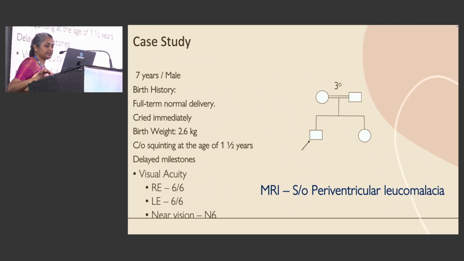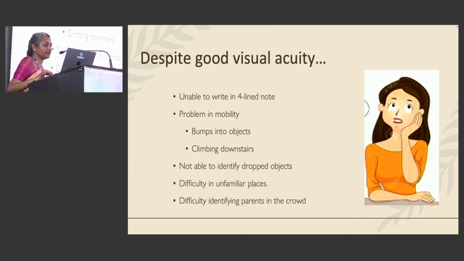So for example, this is a 7-year-old boy born of a full-term normal delivery and with a normal birth weight, and he had a strabismus from age of 1.5, but delay in milestones. And the MRI has periventricular leukomalacia finding, but the visual acuity is completely normal. When you test the vision, they're completely normal, but the parents are having a list of complaints, like unable to write in a 4-line notebook. So sometimes it is very difficult because the lines are also of very less contrast.